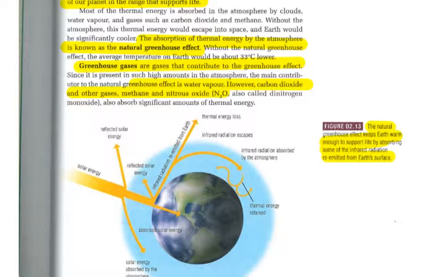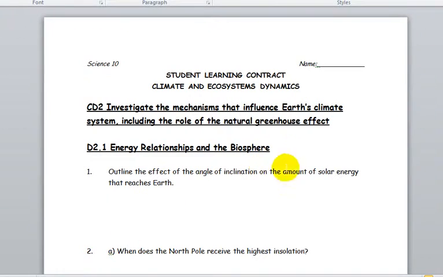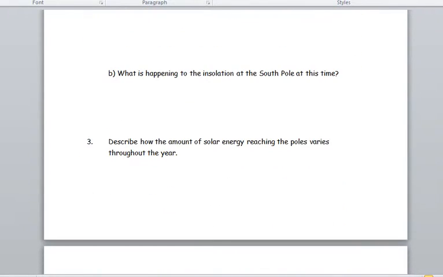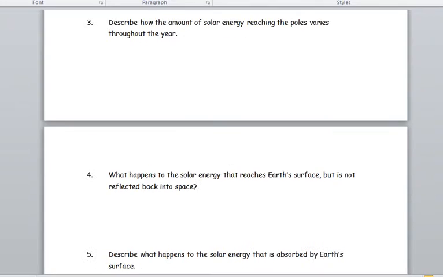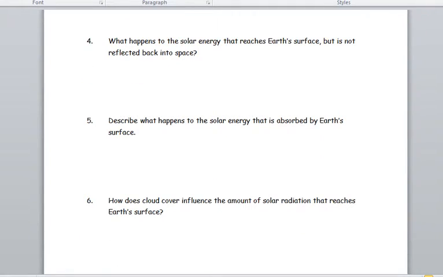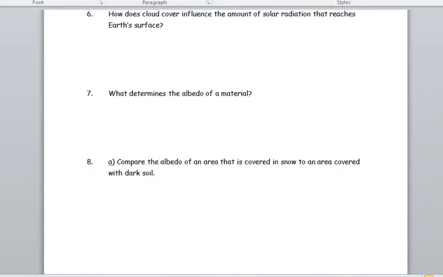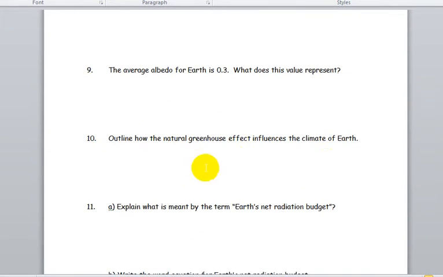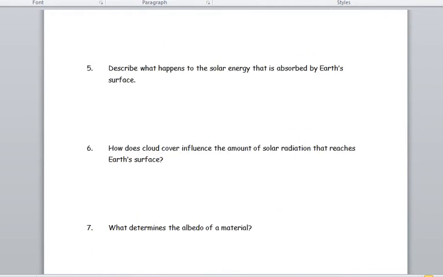If we look at our question sheet where we're at, back here, you're supposed to do questions 1 to 3, and now you should be in a spot where you can do questions 4 to 10, I believe. So we talk about reflection, absorption. There are some questions here involving albedo, and then up to number 10, the greenhouse effect, and then number 11 is the next section. So you should be able to do questions 4 to 10 at this point.